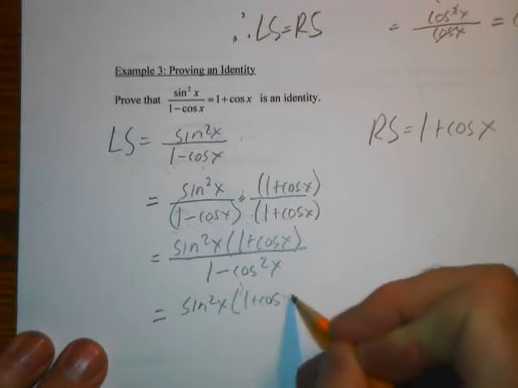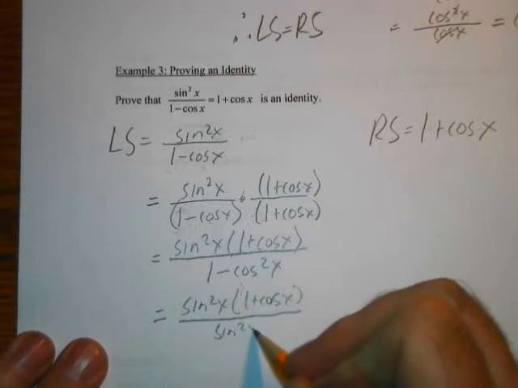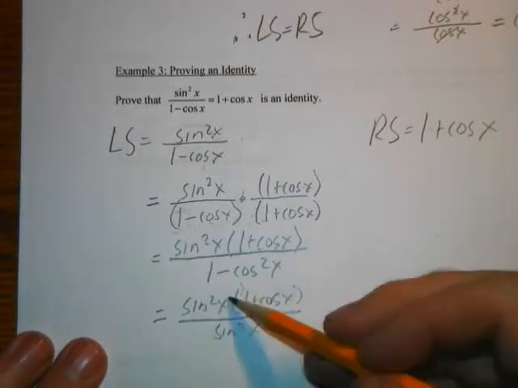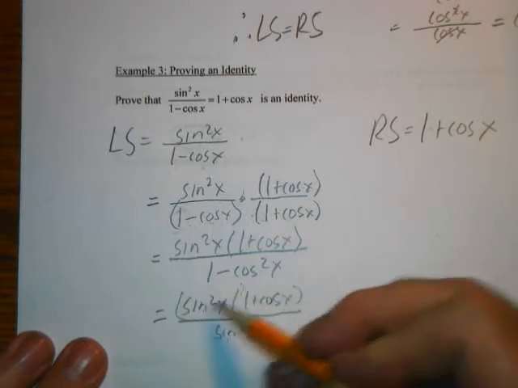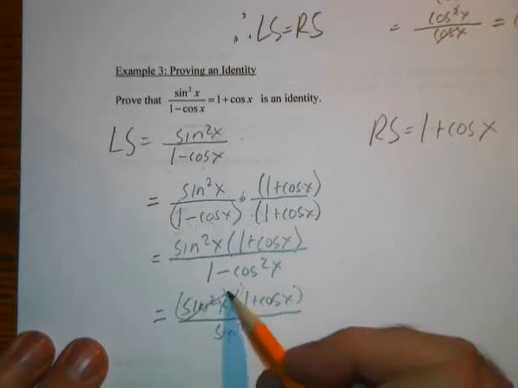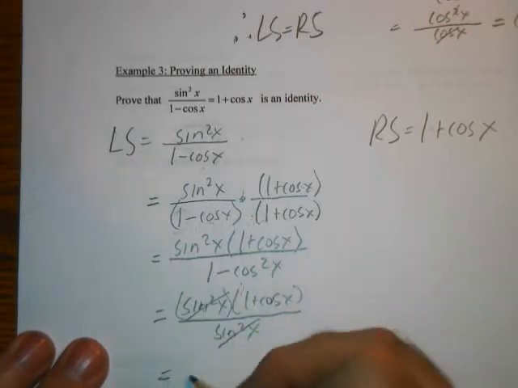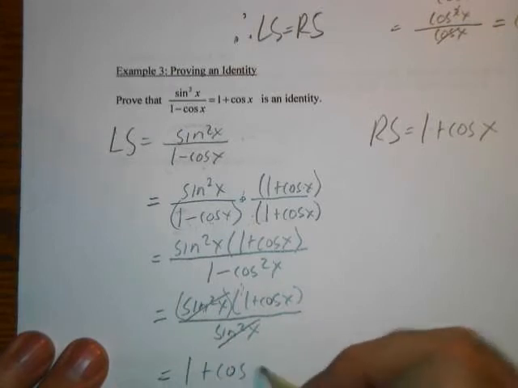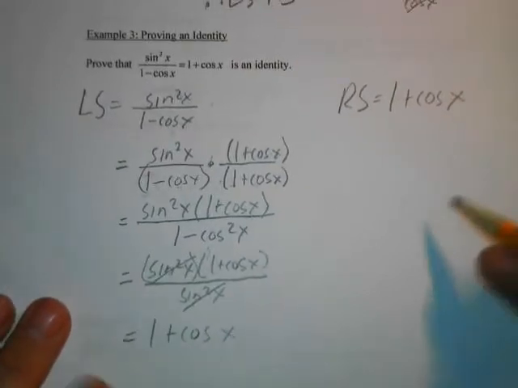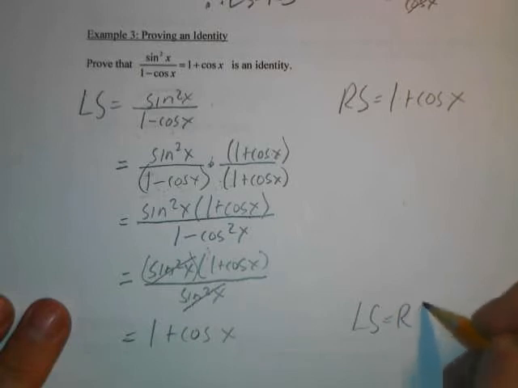The top will keep the same, but the bottom changes to sine squared x. And look what we see here. We've got sine squared x on the top and on the bottom, and they're both multiplying. Well, at least the top one is. So you can cancel these two sine squared x, and what are you left with? 1 plus cos x. And that is exactly what the right side is. So mission accomplished. We have left side equal right side, and we're done.